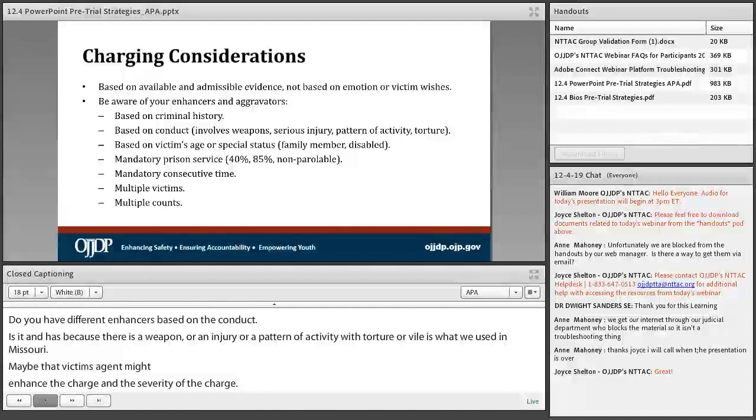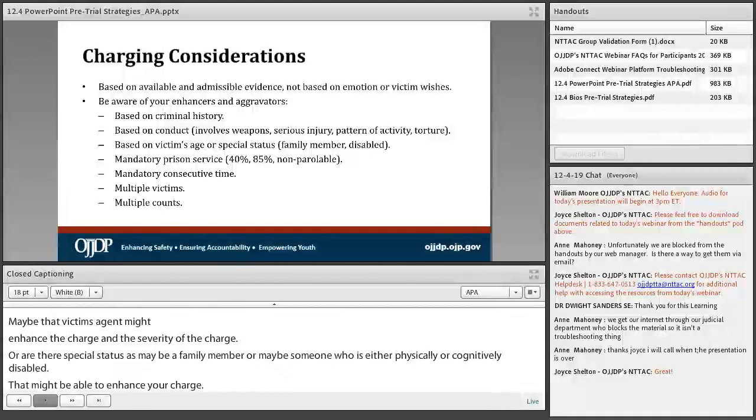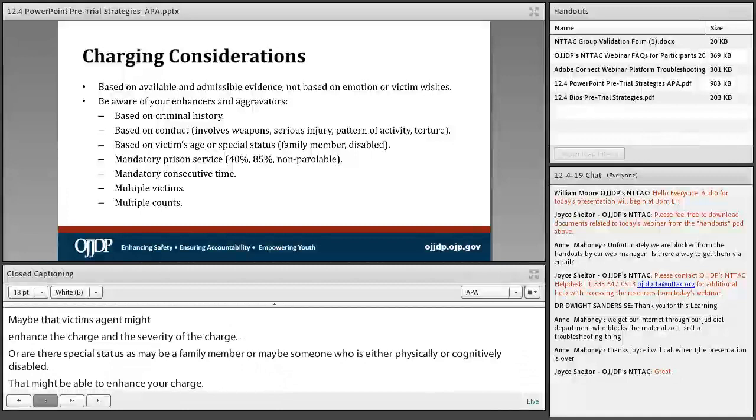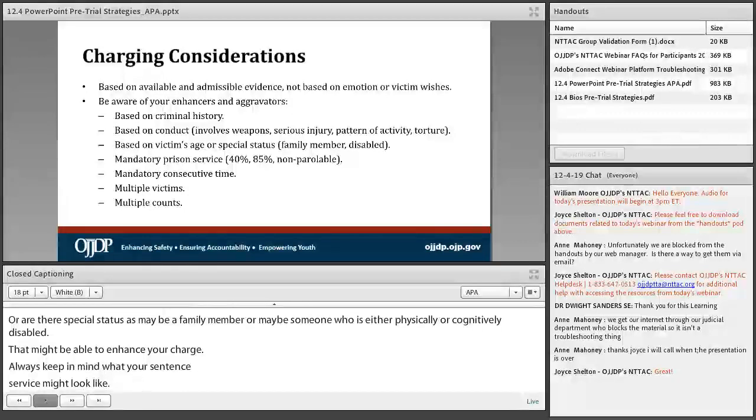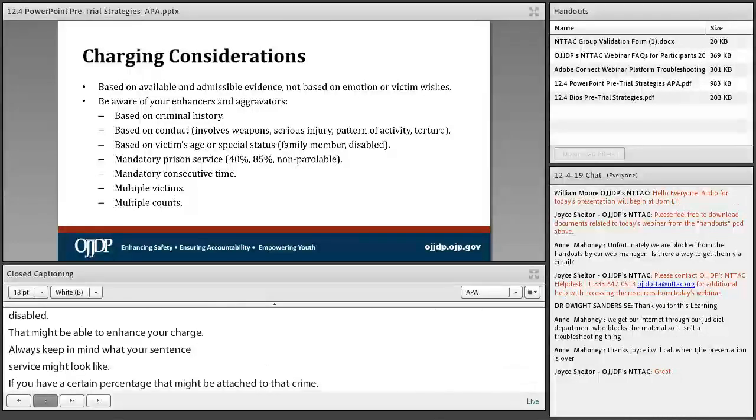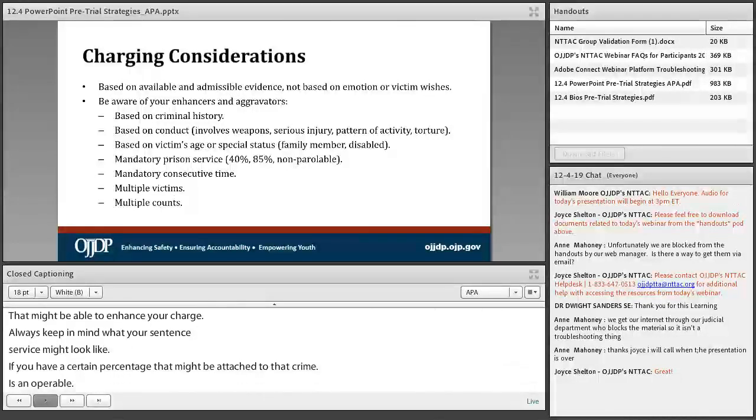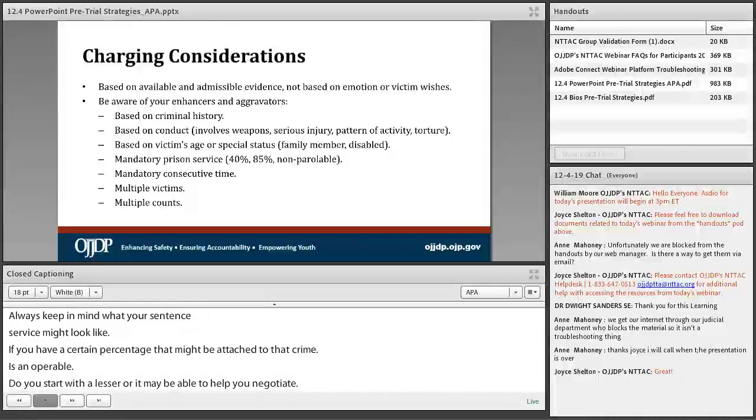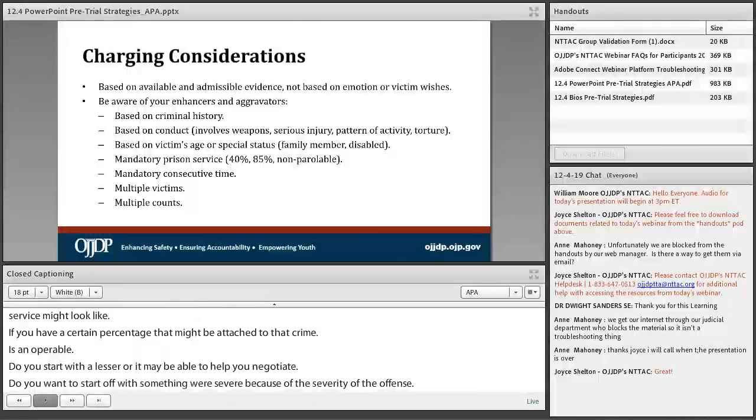Always keep in mind what your sentence service might look like. If you have a certain percentage that might be attached to that crime, is it non-parolable? Do you want to start with a lesser charge, which might help you negotiate? Or do you want to start off a little bit more severe because of the nature of the offense? In Missouri, there are certain offenses, especially sexual ones, that require mandatory consecutive time, and using those to your advantage.